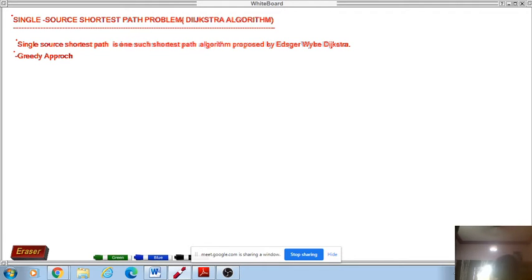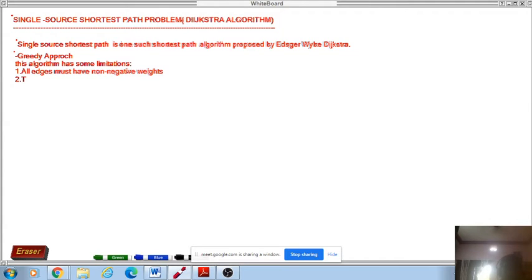The Dijkstra algorithm has the following limitations. What are the limitations? The first limitation: all edges must have non-negative weights. It must have non-negative weights. This is the first point.